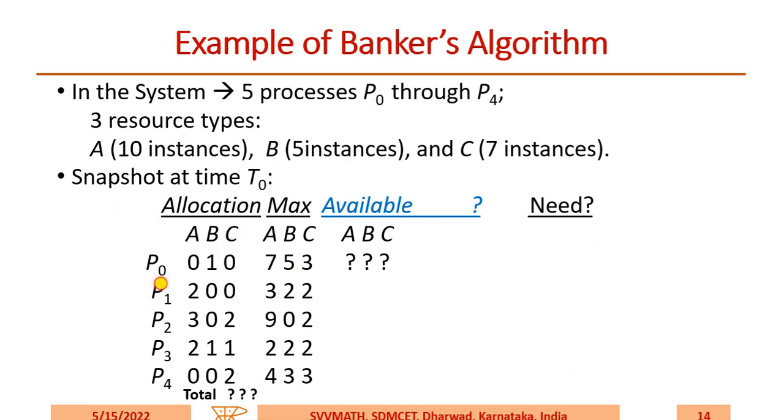For example, P0 is already allocated 0 and 0. Maximum it needs 7, 5, 3. So what is the need? Before going to the need, you can write available. I told you maximum is 10, 5, 7. In that, already allocated are this much. Remaining is how much, you have to write in available. Pause the video and try.